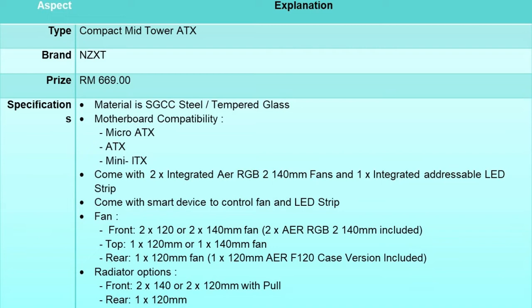Besides, the NZXT H510 Elite also comes with two integrated Aer RGB 2 140mm fans and one integrated addressable LED strip. For this, they also give a smart device to control the fan and LED strip. This casing also comes with 3 dust filters, which are the front panel, side panel and PSU cover. For storage, this casing supports mounting an SSD at the back of the motherboard tray.